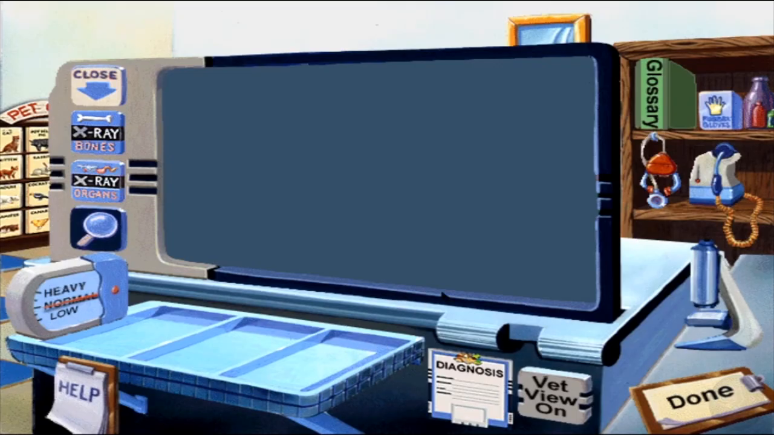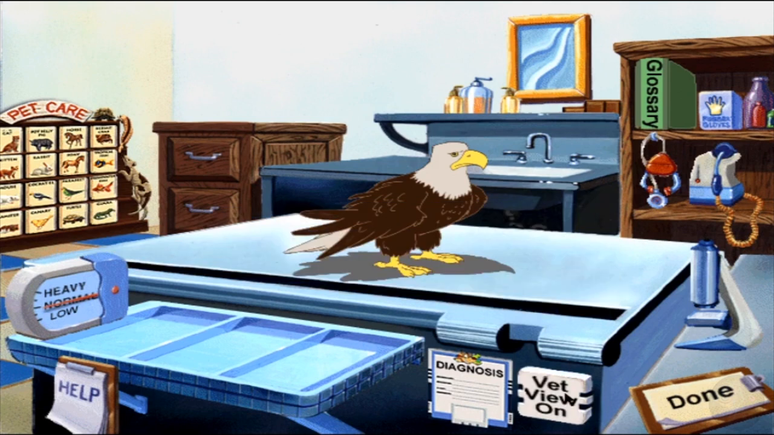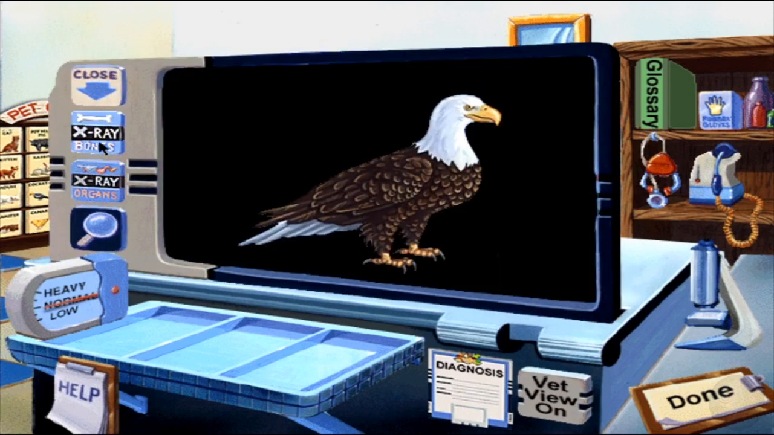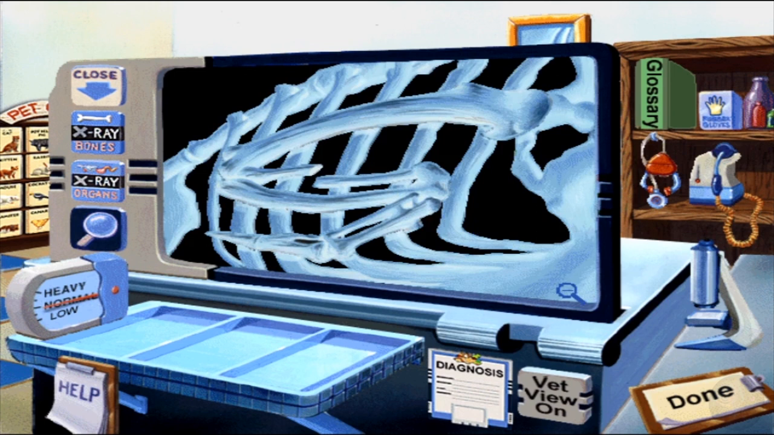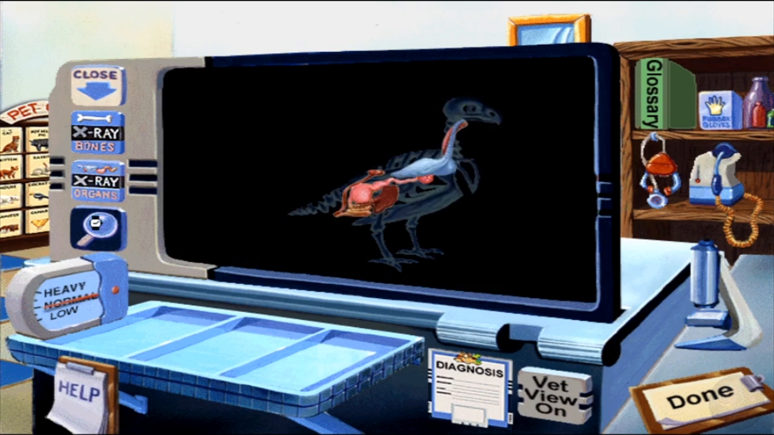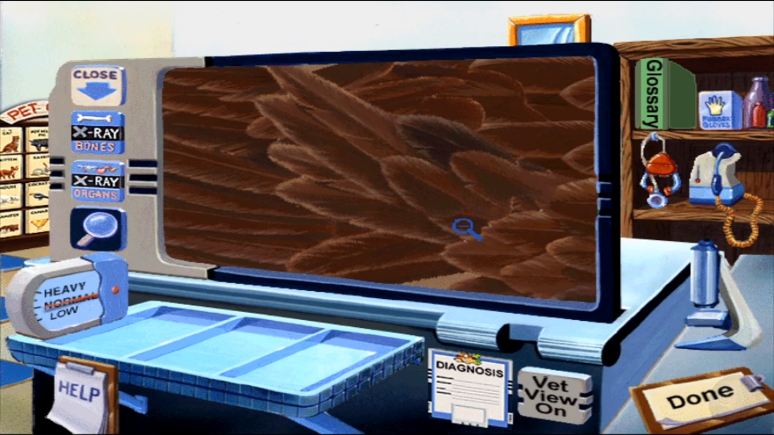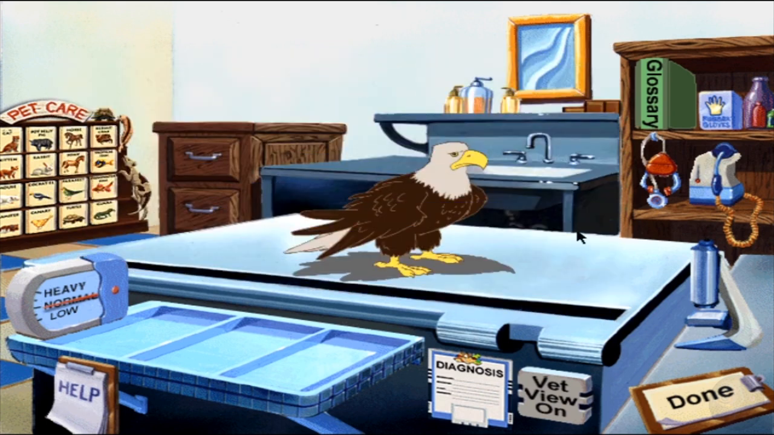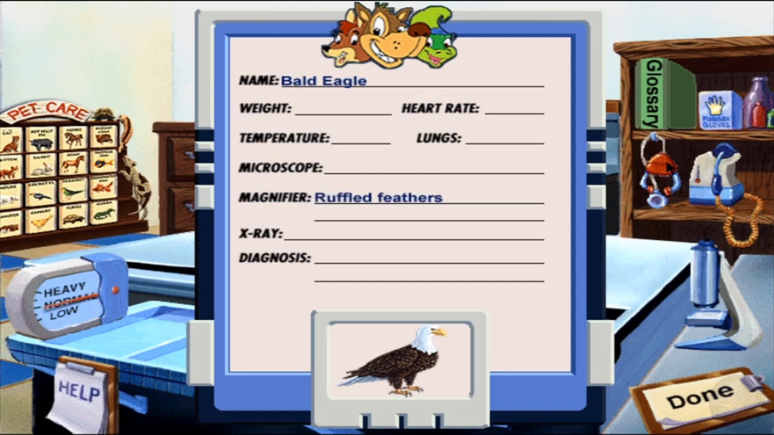Oh, you've brought an animal in. Oh, the wing bone is broken. I don't see any problems here. The feathers look ruffled. Ruffled feathers. Broken wing.